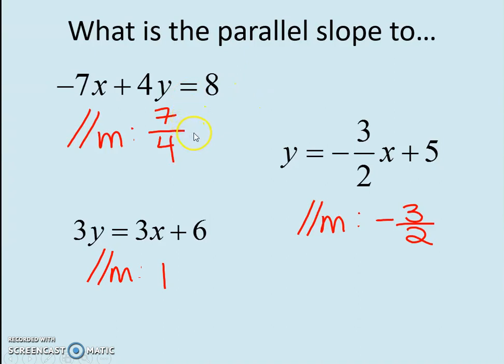And what is a parallel slope to this? That's 7 over 4. This number right here is a slope, negative 3 over 2. So any line that is parallel to this equation will have a slope of negative 3 over 2. This one you need to convert to y equals mx plus b. Divide everything by 3. 3 divided by 3 is 1. So 1 will be the slope, and 1 will be the slope that is parallel to this.